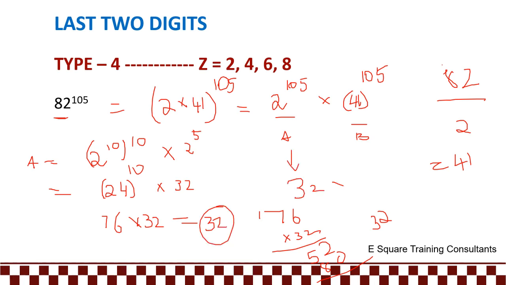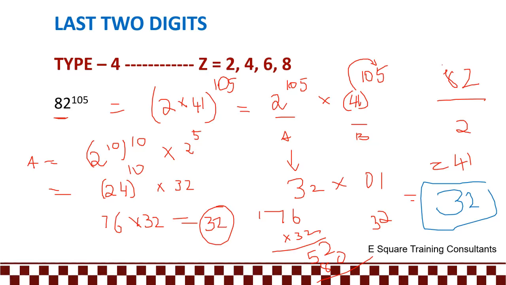And it is quite easy for you to calculate 41 raised to 105, which just ends in 01. The last number will be 1, and the previous number will be 4 into 5, which is 20, so 0. So 01 into 32, and that is your final answer, which is 32 indeed. So 82 raised to 105 is going to give us 32 as the last two digits.